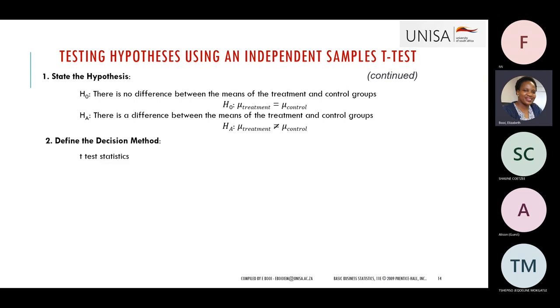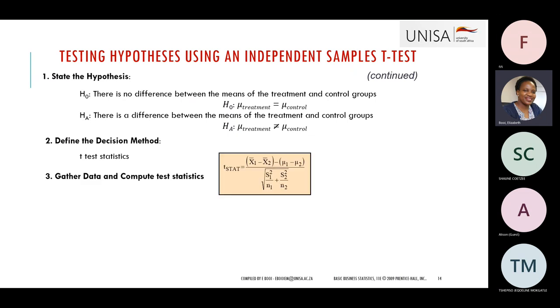Step number two, we need to know what type of decision you're going to be making. We're going to be using a t-test statistic. You need to know how to calculate the test statistic, and this will be the test statistic that you need to know how to calculate. Now, the hypothesized population mean will always be equal to this, because remember, this statement, we can also state it as the null hypothesis of the mean of treatment minus the mean of control is equal to zero. We'll always hypothesize it to equal zero. So therefore, this will be equal to zero.